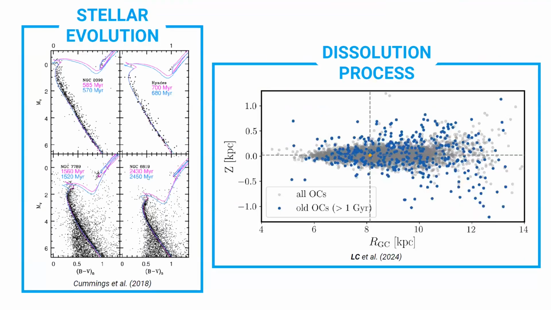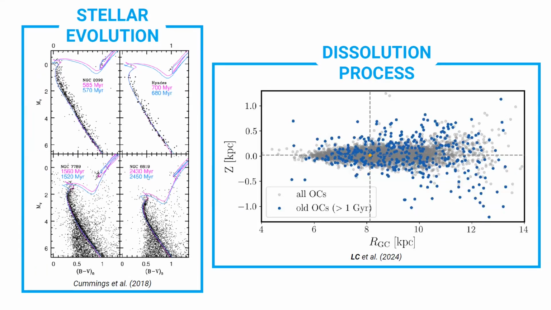Then, of course, the most famous thing you can do with open clusters is to test stellar evolution theories, but you can also do the reverse. You can use evolutionary theories, and particularly isochrones, to infer the parameters of open clusters.